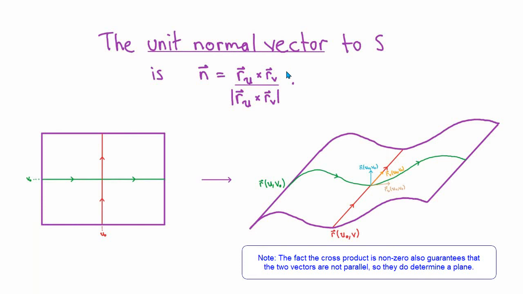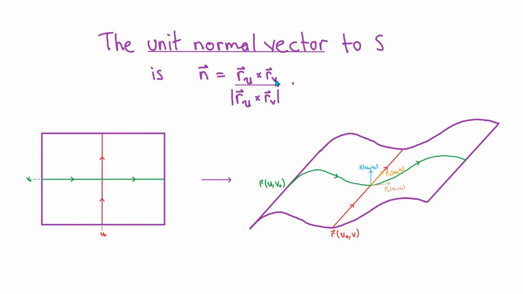To get a unit normal vector to the surface, all we have to do is divide by the length of r_u cross r_v. You might notice two things about this definition. Number one, it's important that we're working in 3 dimensions, otherwise we wouldn't know how to define the cross product of two vectors. And number two, it's important that our surface is regular so that the denominator here is not 0.